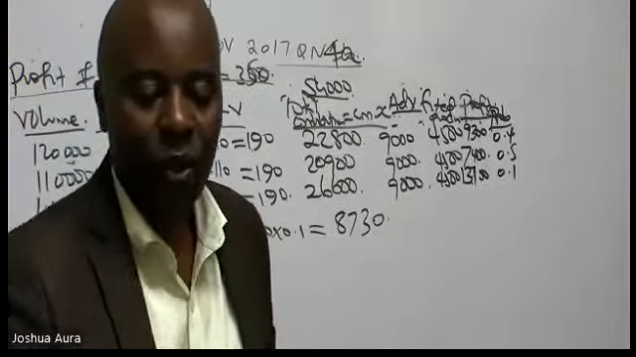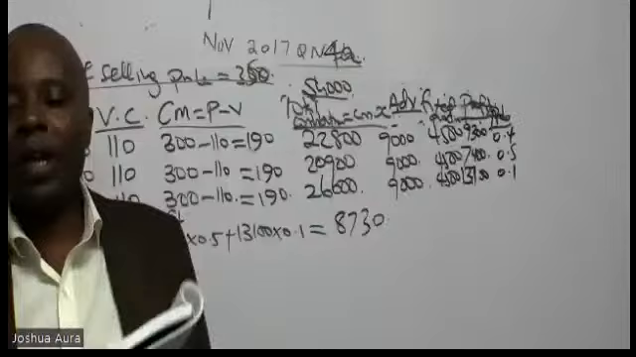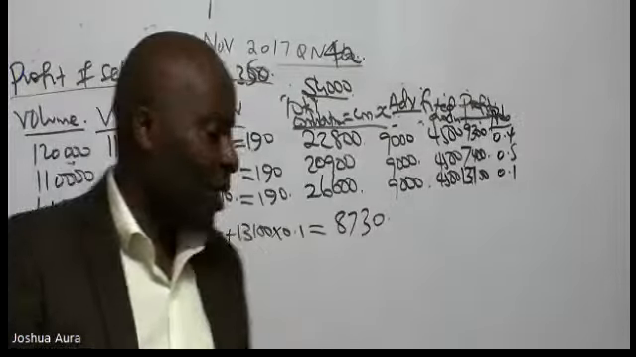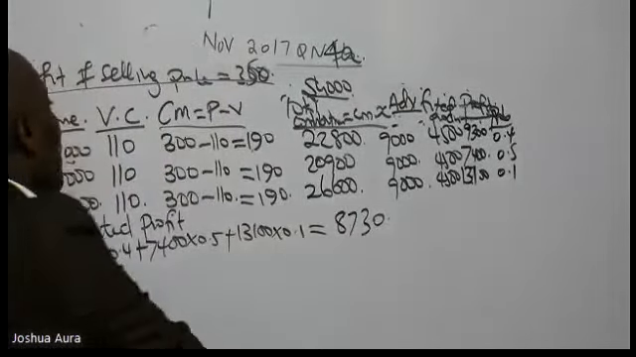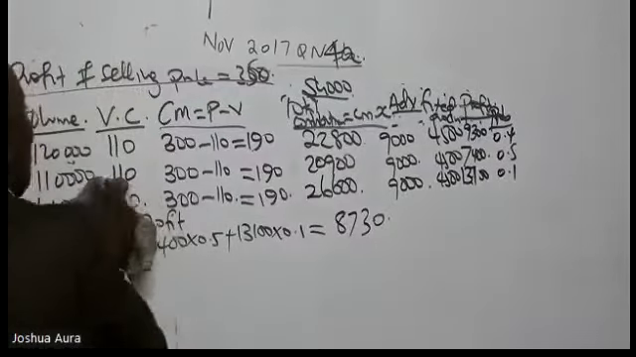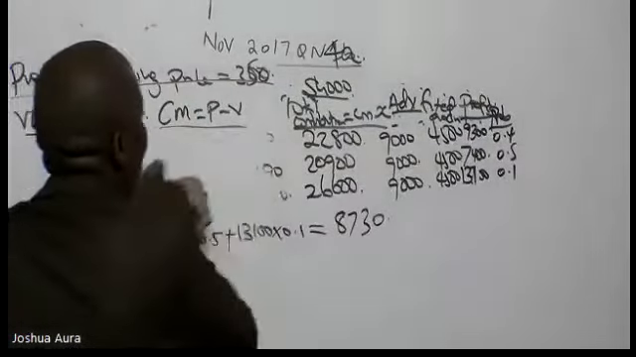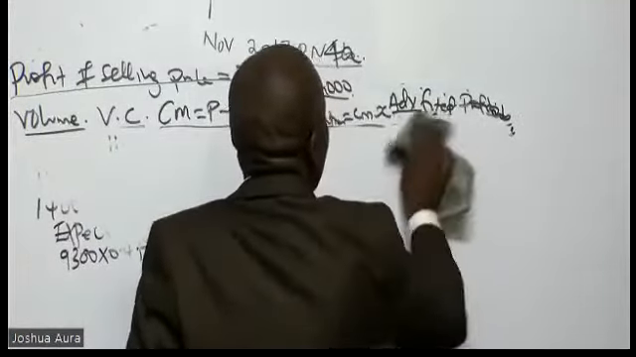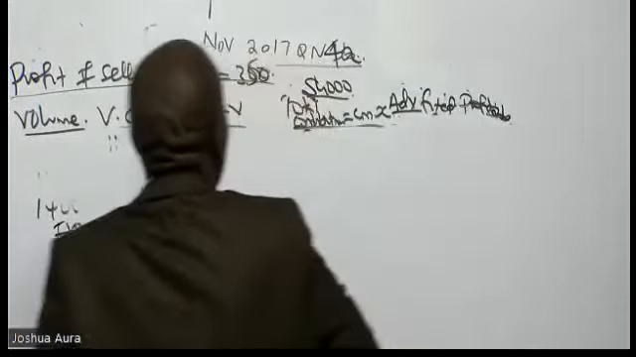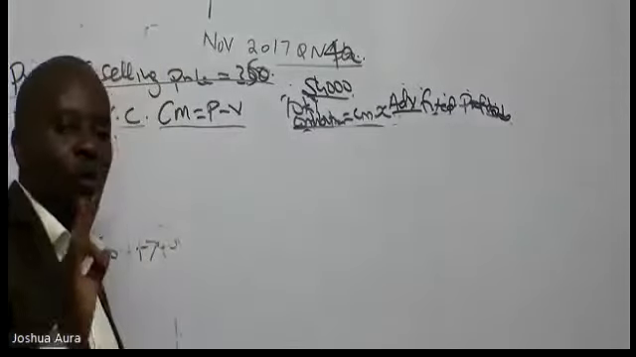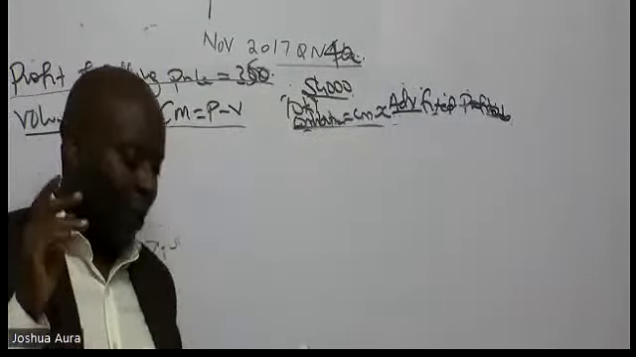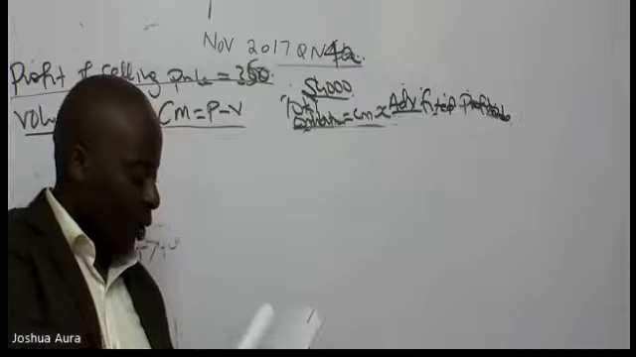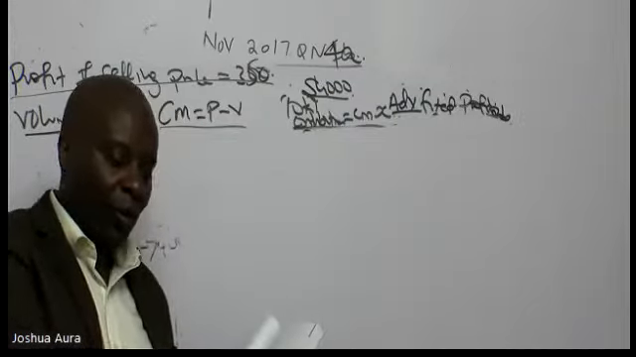Profitability analysis of the second price. So I'll still borrow this same table here, same format, everything. But now remember, there were two prices: 300 and a price of 350. So this time around, we're going to the second part of the table.